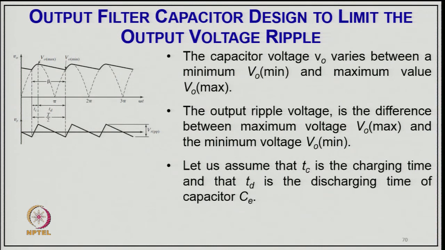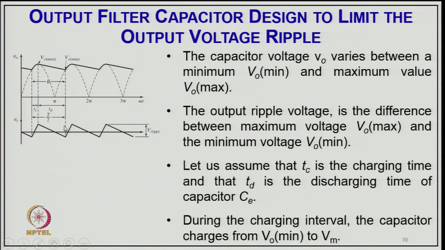And let us assume that Tc is the time period for which the diode is conducting, and Td is the time for discharging. So, the discharging time is typically this much and the charging time is this much. The charging time is very small and the discharging time is quite large in this circuit, as you can see from the ripple waveform also. So, during the charging interval, the capacitor charges from VO min to Vm, the peak value of the voltage.